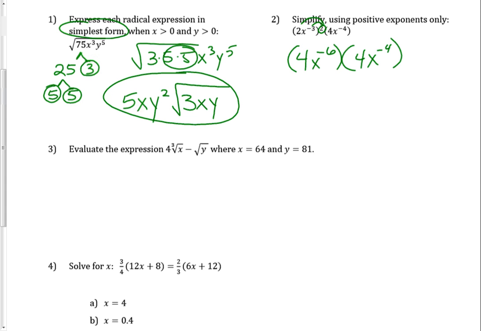Now I'm going to multiply what I've got left. So 4 and 4 is 16. X to the negative 6 and x to the negative fourth. When you multiply variables, you add the exponents. So negative 4 and negative 6 gives us negative 10. When we have a negative exponent, that term moves to the bottom. So our final answer would be 16 over x to the 10th.